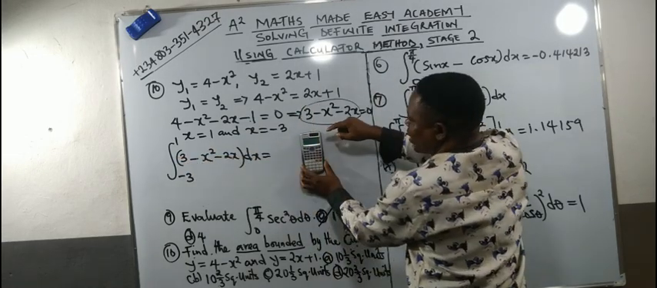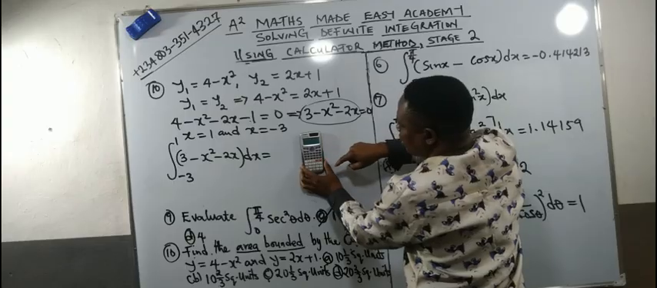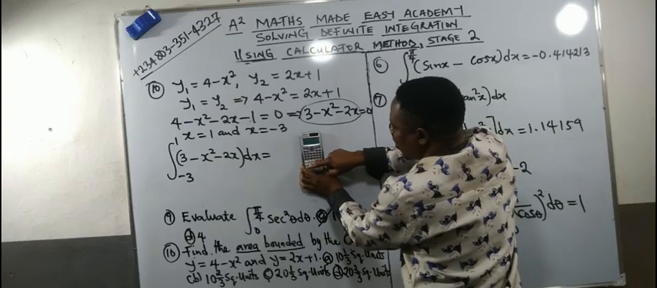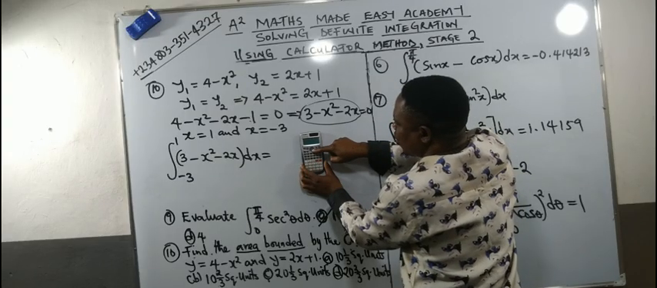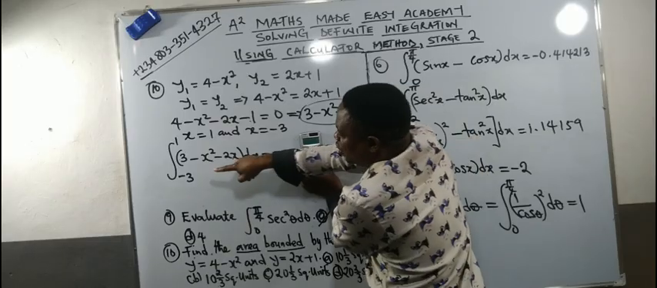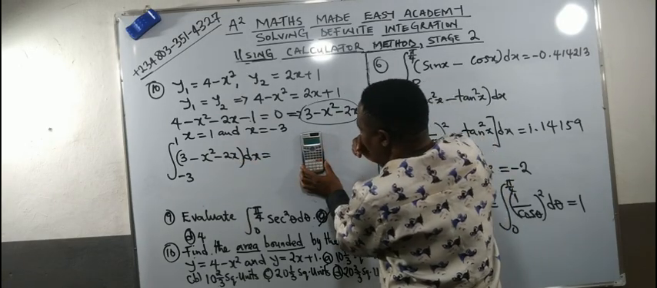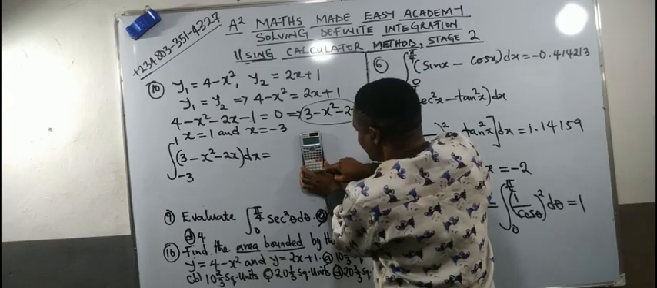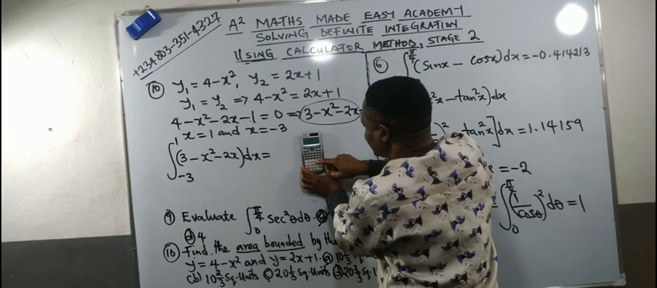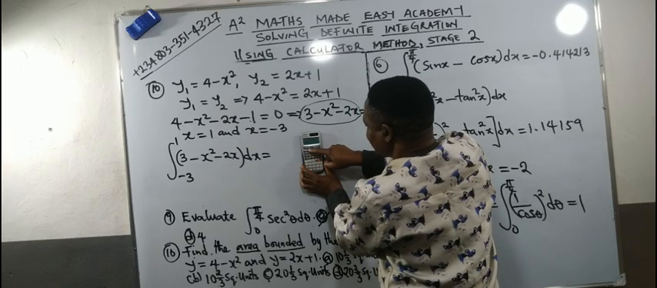Then move to the upper limit. This is the upper limit. What do you think is the value? 1. Punch 1. Are you there? Scroll down and move to the lower limit. What is the lower limit? Minus 3. Something is about to happen. Are you there? What is the lower limit? Minus 3.